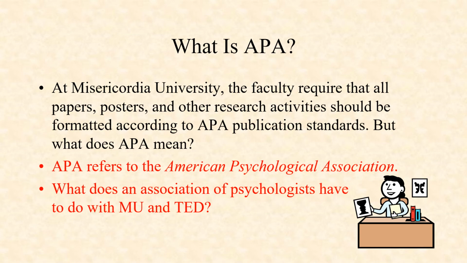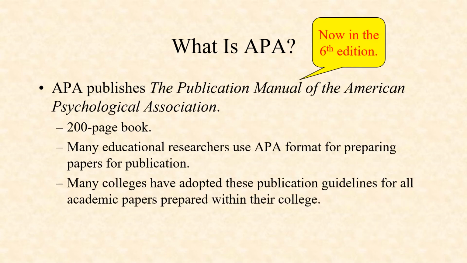Now, how does this relate to the field of education? APA publishes a book called The Publication Manual of the APA. It's about a 200-page book in its latest iteration, now in the 6th edition. Many educational researchers use the formatting that APA suggests in order to prepare papers, posters, and other materials for publication. Because of this, many colleges and universities have adopted these publication guidelines for academic papers that are prepared in their institutions.